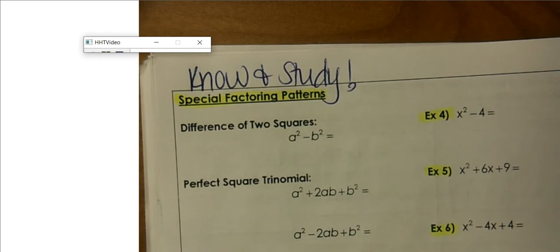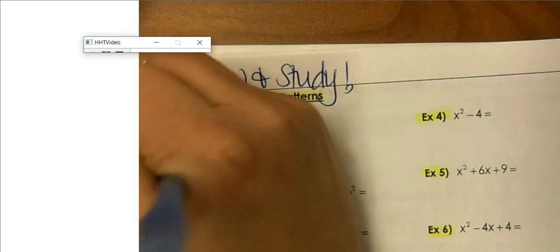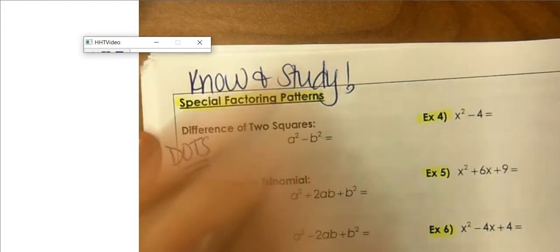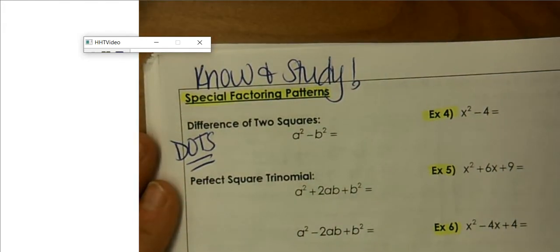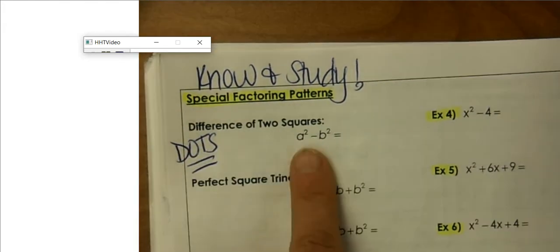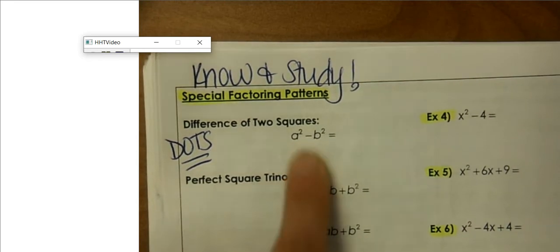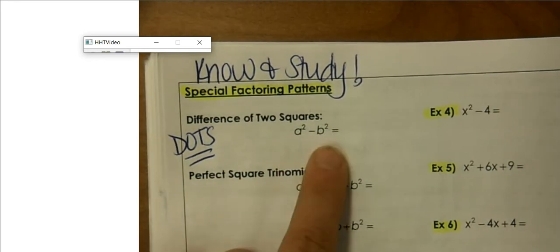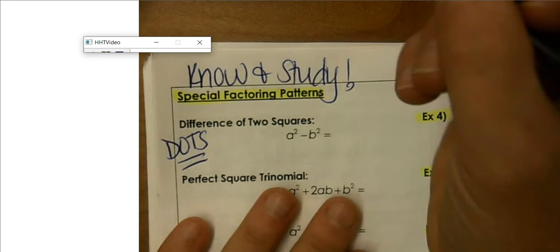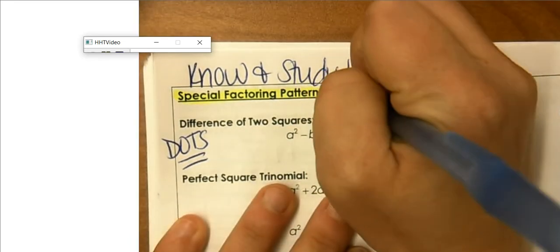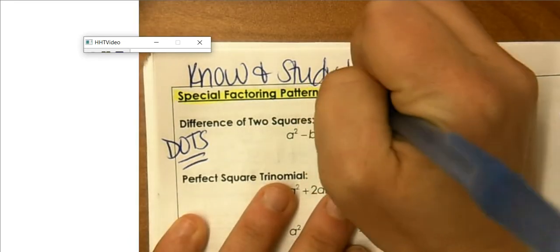The first one is called difference of two squares, that we lovingly call DOTS in our class. DOTS, difference of two squares. And difference of two squares is factored like this. If you notice that a and b are perfect squares, which is on our perfect squares list, so I'm going to write out perfect squares.